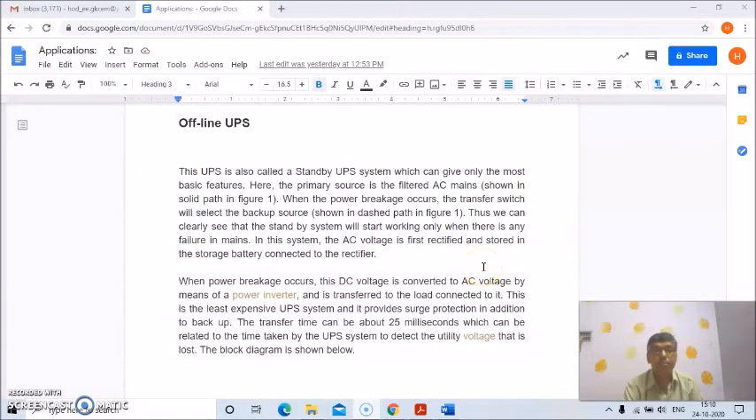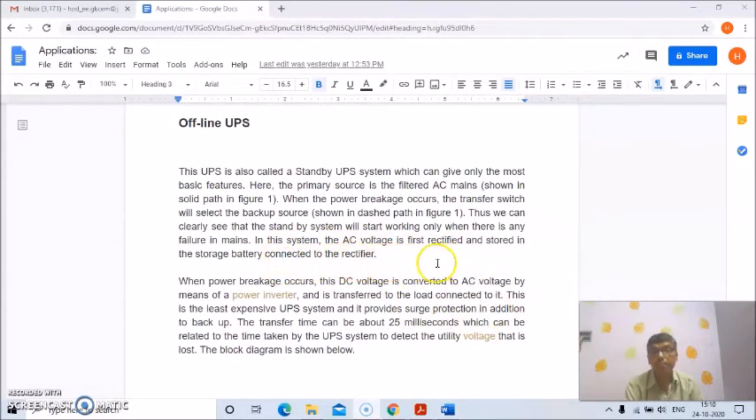The offline UPS, which we have discussed, is called a standby UPS system, which gives only the most basic features. The primary source is the filtered AC mains, and when a power breakage occurs, the transfer switch will select a backup source, as shown in the block diagram in the dashed line. Thus we can clearly see that the standby system will start working only when there is a failure in the mains.